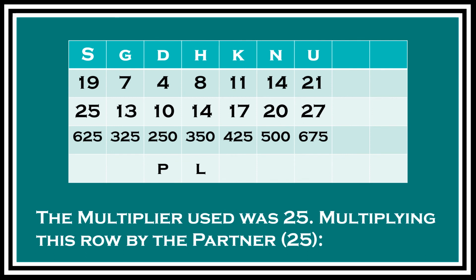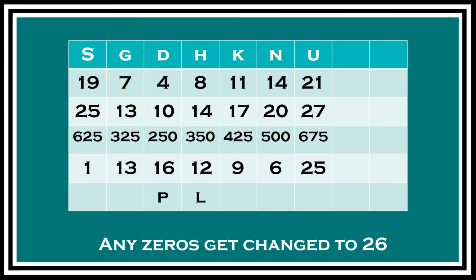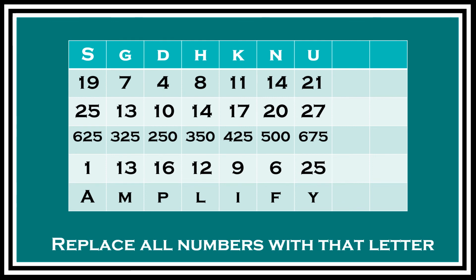Now the multiplier used was 25, which has a partner of 25. So to get that third row, multiply the second row by 25. Take the remainder on division by 26. There are no zeros in that fourth row, but if there were, we would change them to 26. And finally, we replace all the numbers in the fourth row with the corresponding letter of the alphabet, and we end up with our decoded message, which is AMPLIFY.